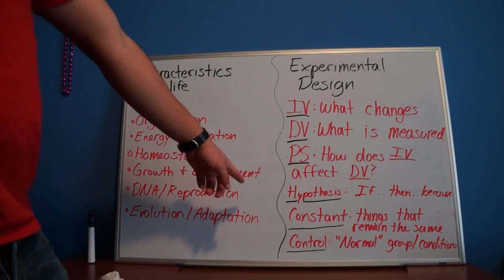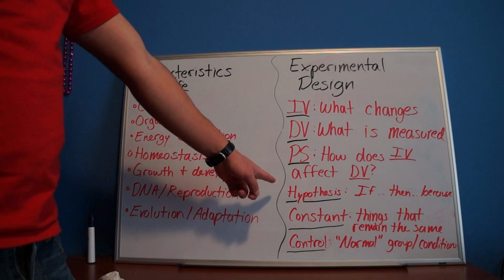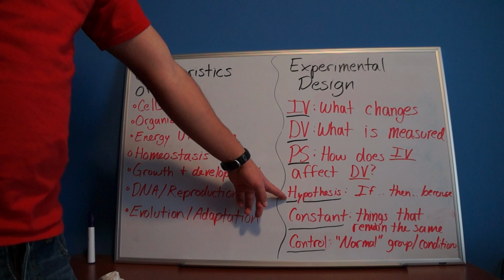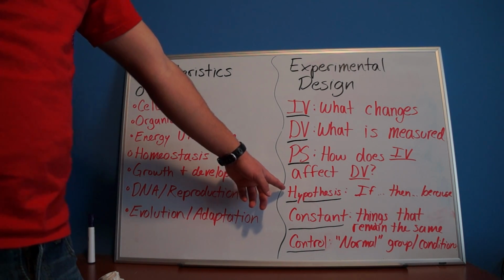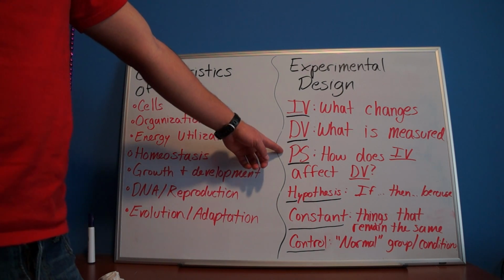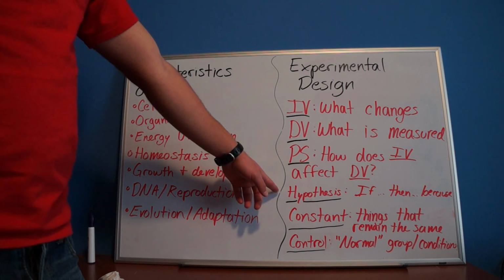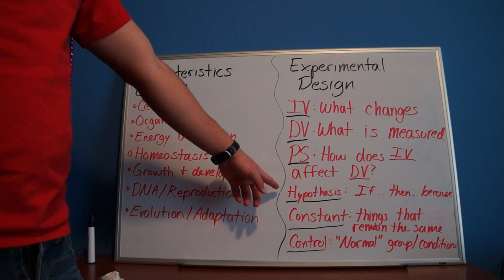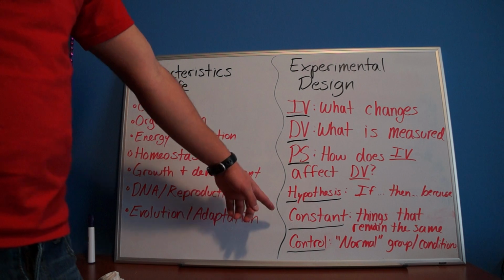Hypothesis, make sure you have in your if, then, because. So if I do this to the IV, then this will happen to the DV because whatever. For this one, don't ever say, if we're doing an experiment on how does the type of food affect test scores, something like, if I eat different food, then my test score will change, because that doesn't tell me anything. What type of food? How will it change? Be specific in that part.